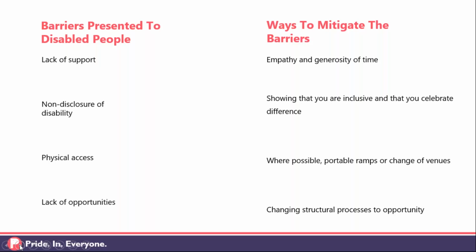And so on the opposite side of the slide, I've got ways to mitigate these barriers. I think I've just talked about that in detail, but empathy and generosity of time is a big thing. And another thing I would say with this lack of support: if you don't know, ask a person. If you're not sure what they need, and they do have the capacity and they can tell you, they'll probably tell you what they need themselves.